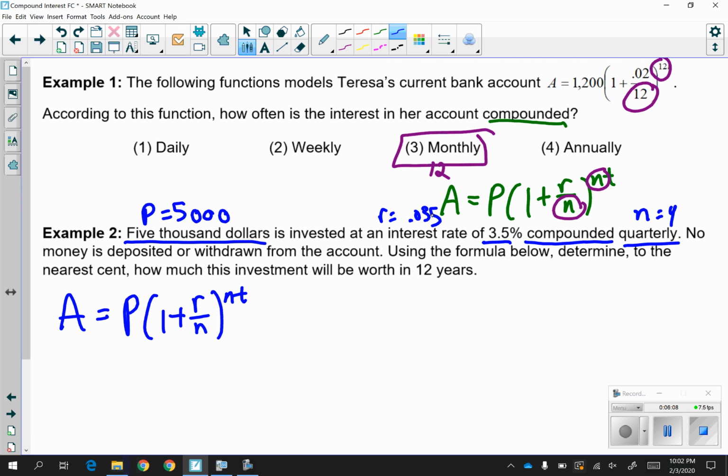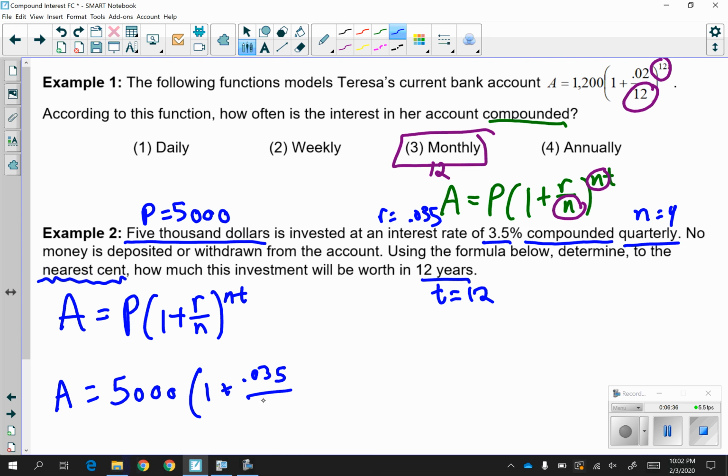No money is deposited or withdrawn from the account. They want you to use the formula to determine, to the nearest cent, how much this investment is going to be worth in 12 years. So that is going to be your t. We have our future amount will be the initial 5,000 times 1 plus the rate as a decimal over the number of times compounded, to the number of times compounded times our 12 years.